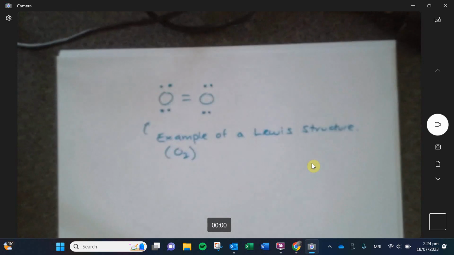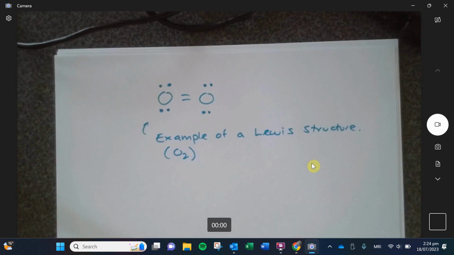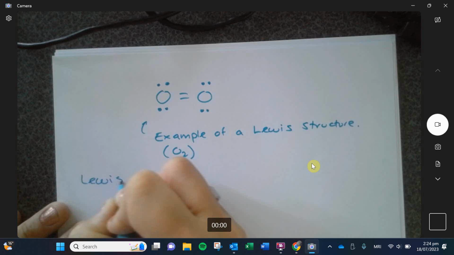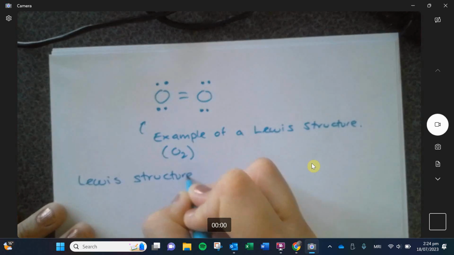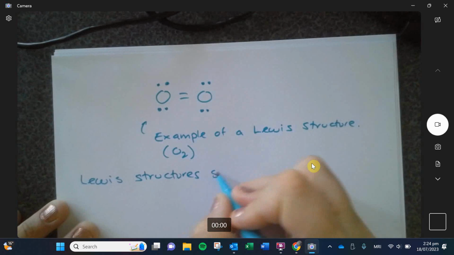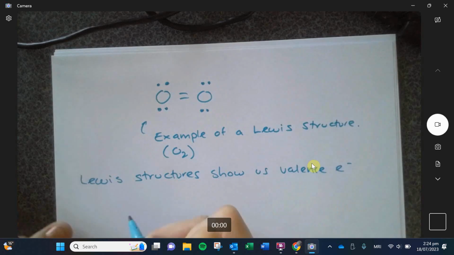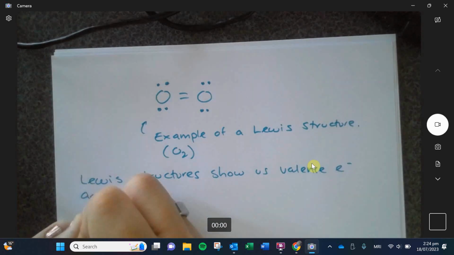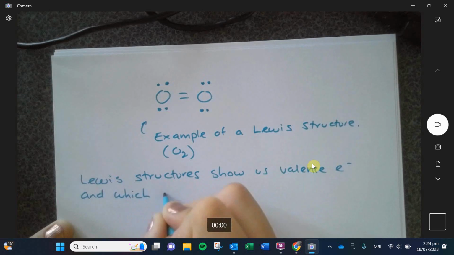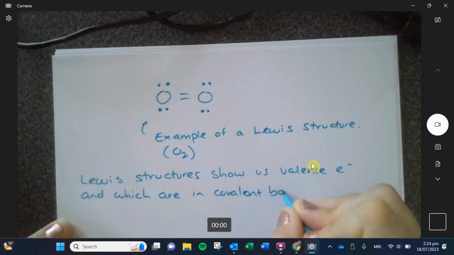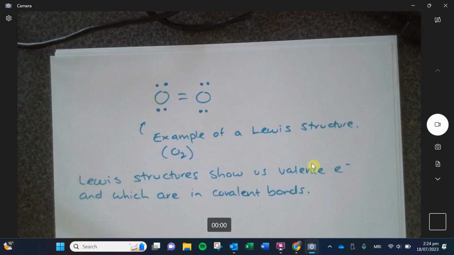So Lewis structures are really useful to us for 2 reasons. The first is that it can communicate to us where the valence electrons are and also how many of those valence electrons are in bonds. Are we okay with that so far?